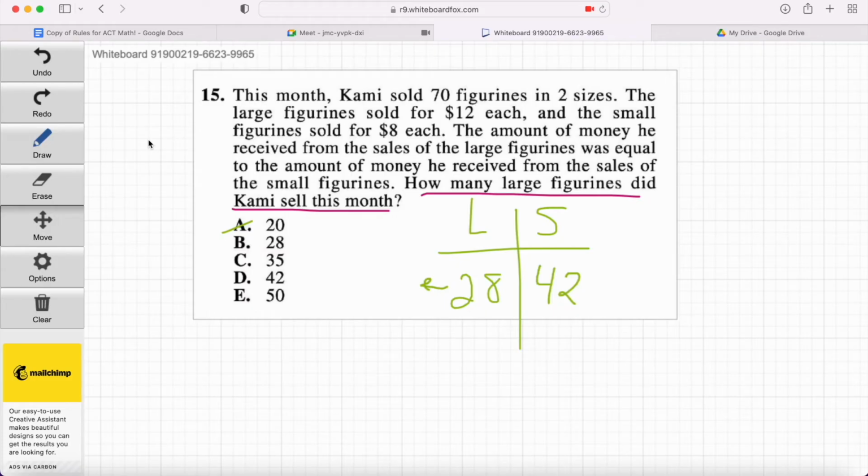$12 each? 28. Yeah, 28 times 12. But we're doing the math. Just punch it in the calculator. Times 28. 336. Yeah, 336.